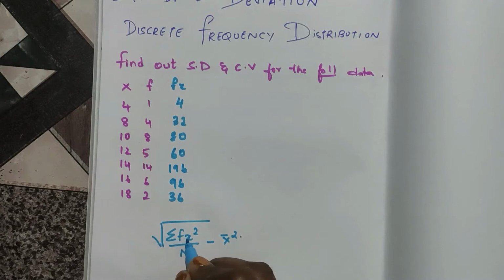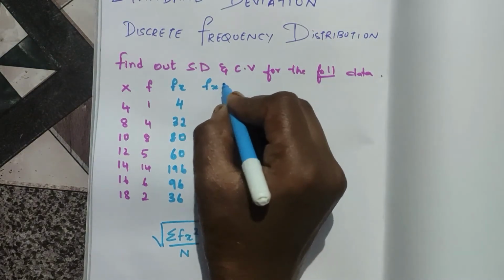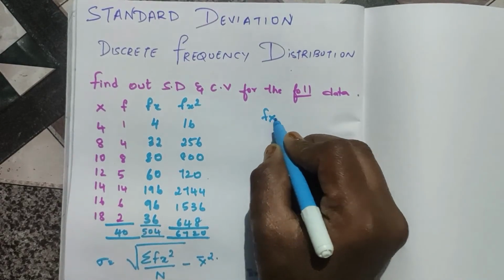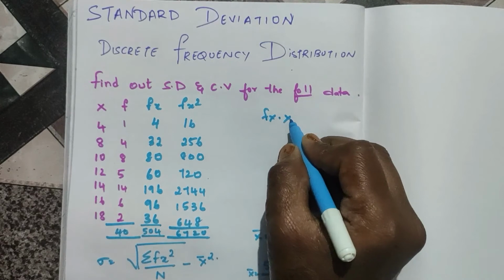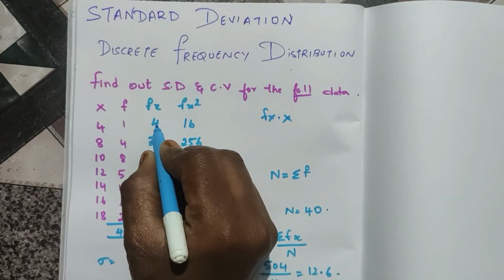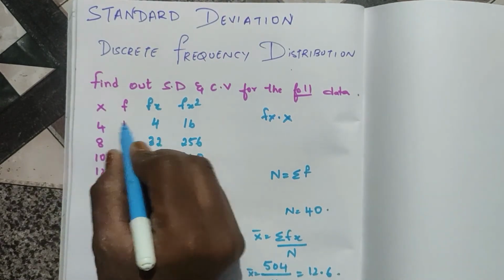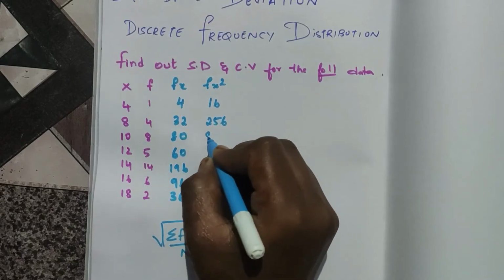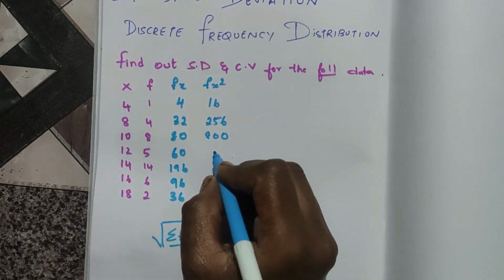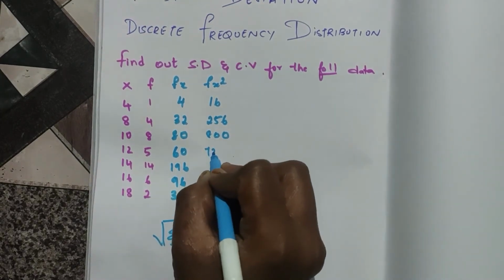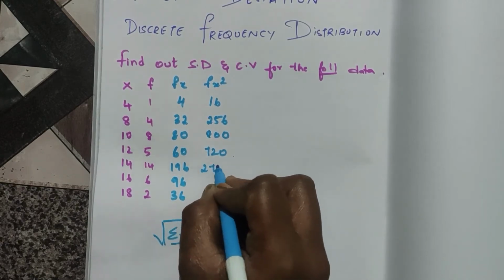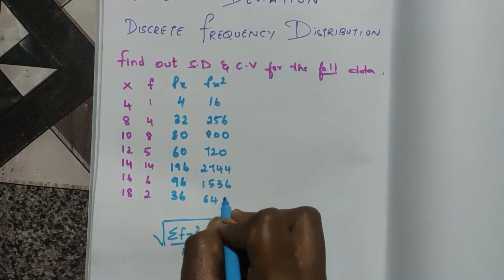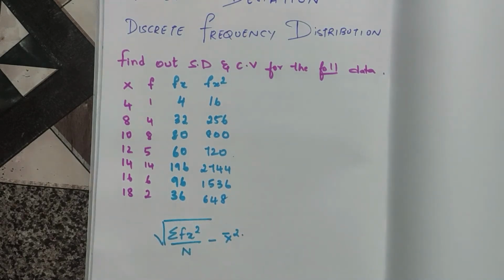Now we have to find out fx square. Your fx square is nothing but fx into x. So your fx value into the x value. So that is 4 fours are 16. 32 into 8, it's 256. So now we found out our fx square value also.